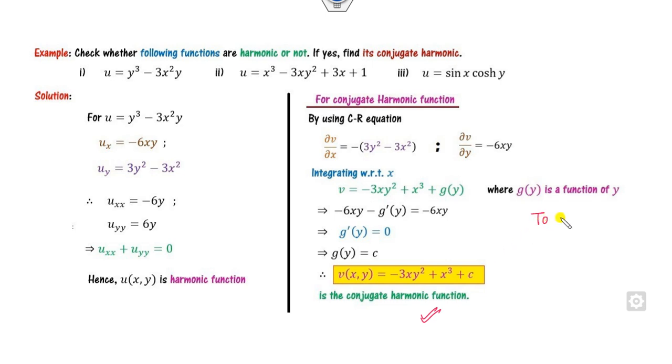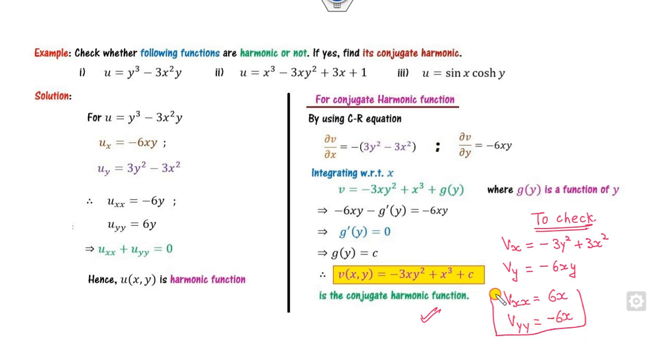Again, you can check your answer in your examination. How can you check that? You can find the value of vx. It is minus 3y square plus 3x square. Find the value of vy. It is minus 6xy. Find vxx. It is minus 6y. Find vyy, it is 6y. If you add them, you can see it's 0. So therefore this answer is correct.